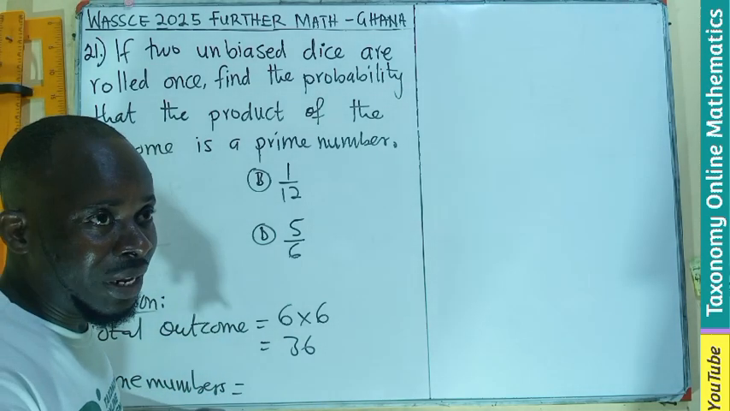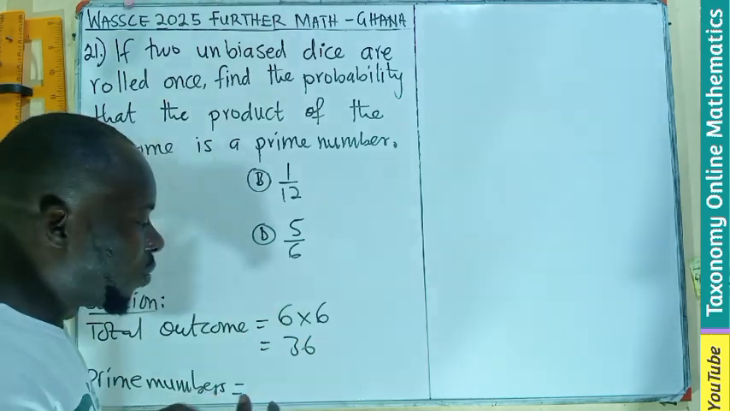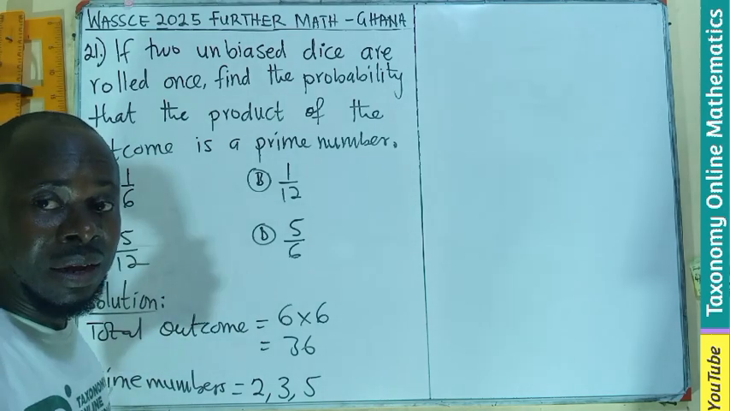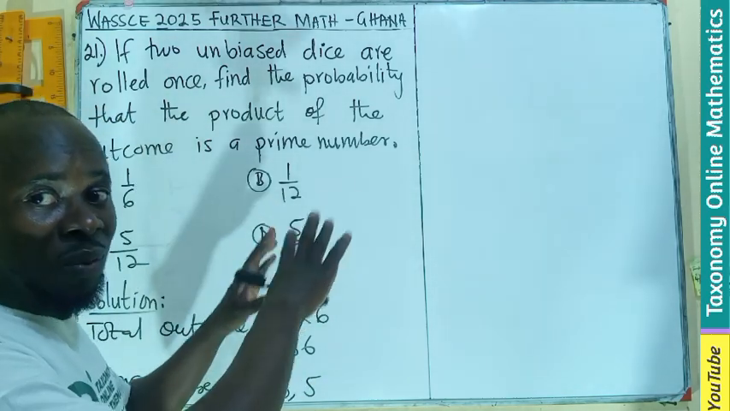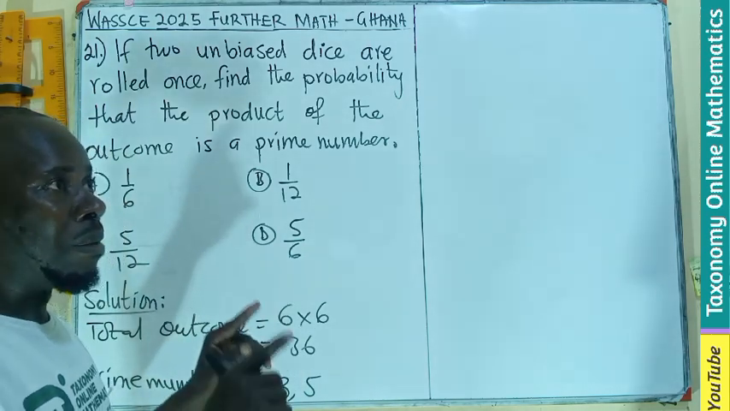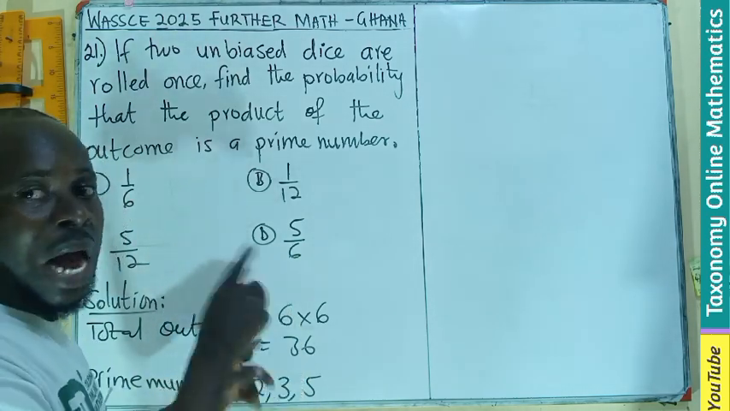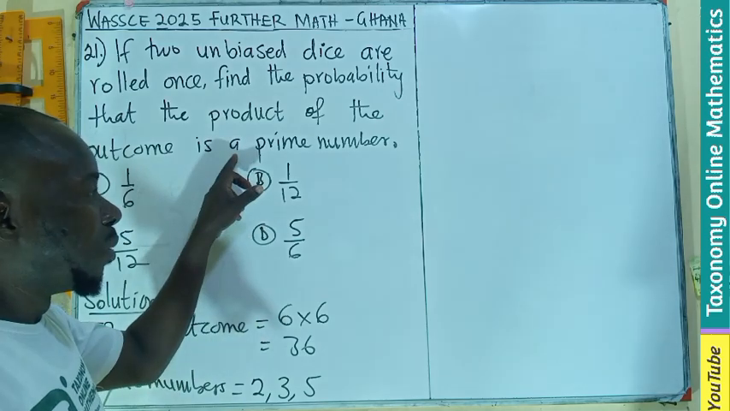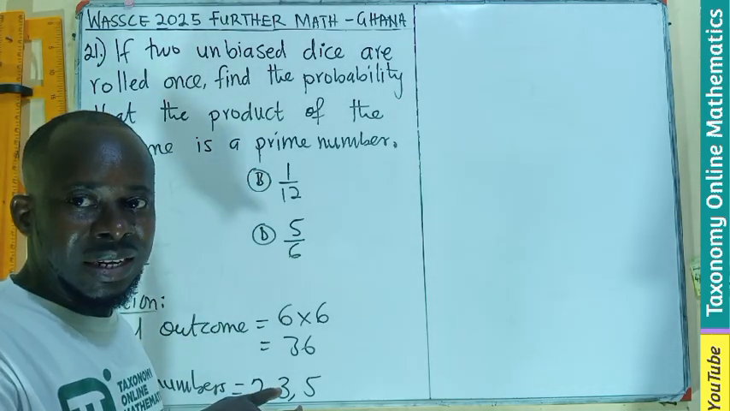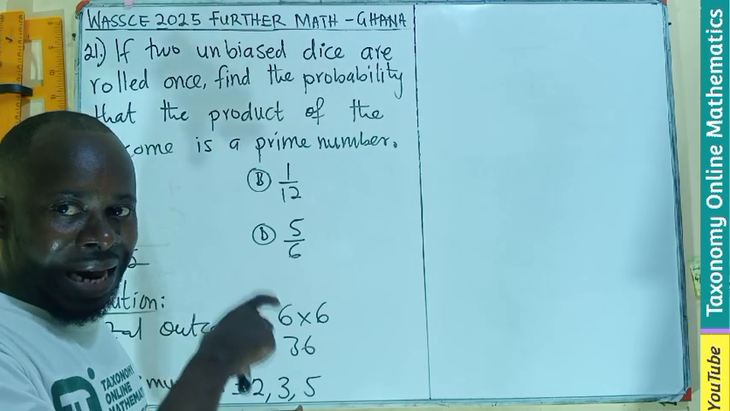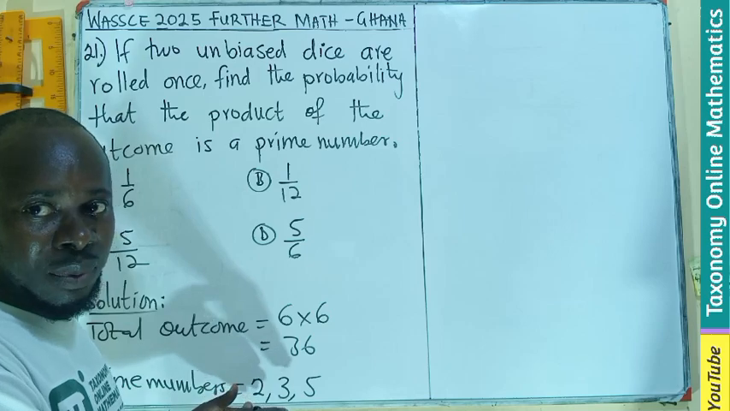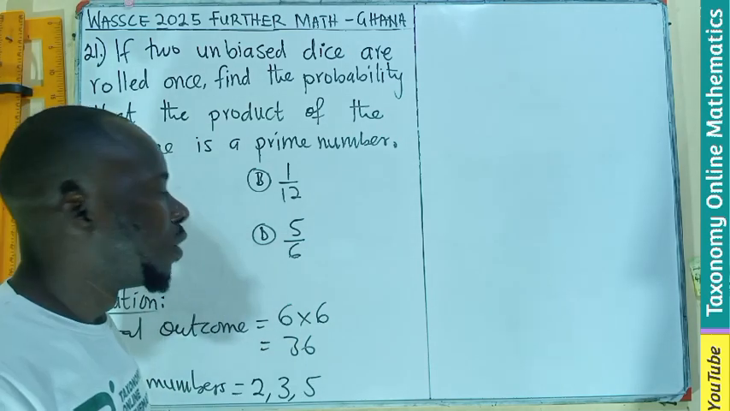Now, we also know that prime numbers that we can get from this set are going to be 2, 3, and 5. These are the only prime numbers that we can get since we are dealing with sample space from 1 to 6. But I'm talking about the product of the outcome being a prime number. Simply put, we can only get these numbers multiplied by 1 to remain the same. So that will be the only way we can get this product, because 1 times these numbers remains the same.